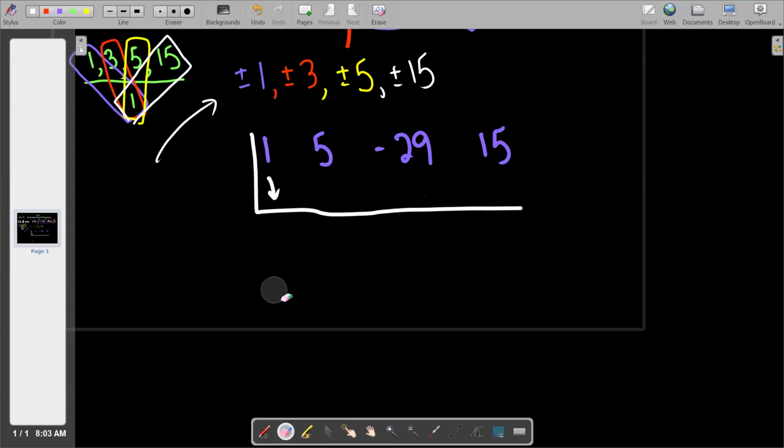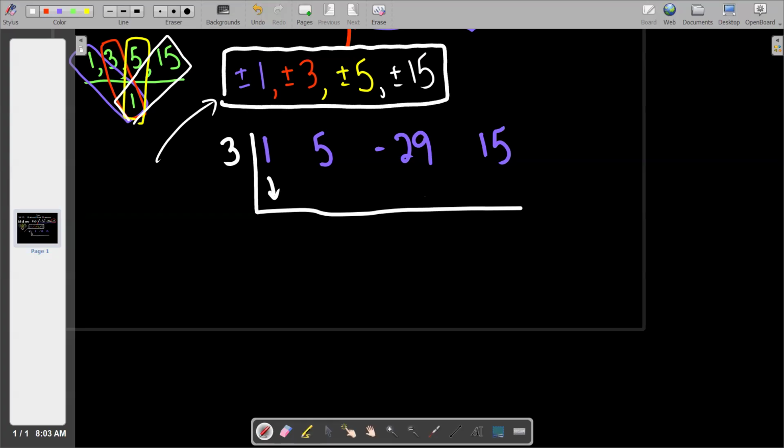And we're on to the next batch. Who would we try next? Probably 3. Again, if you by chance misunderstood anything I said, we're not going 1, 2, 3, 4, 5. We're only testing candidates off of the list up here on the white box. Those are what we call candidates. Those are the potential rational zeros. We don't know. So let's try 3.